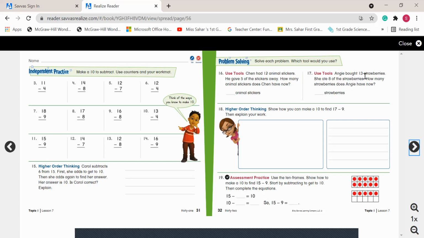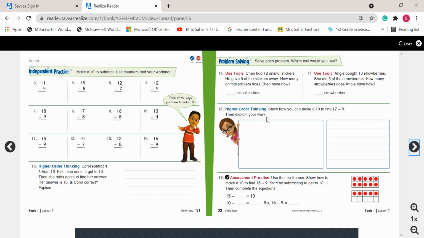All right, number 17, use tools. Angie bought 13 strawberries. She ate 8 of the strawberries. How many strawberries does Angie have now? So total 13, she ate away 8. So again, you go back to the 10 frames and you have your answer. 13, cross out 8, the 8 that you ate, and what is left will be your answer here.